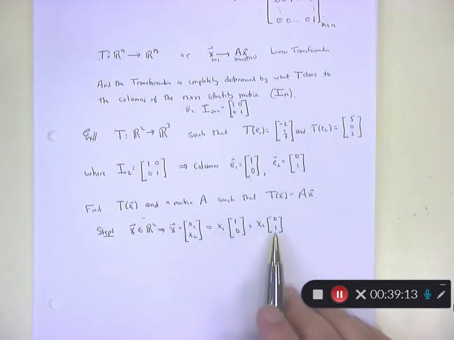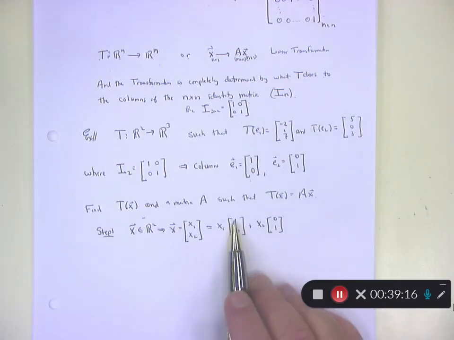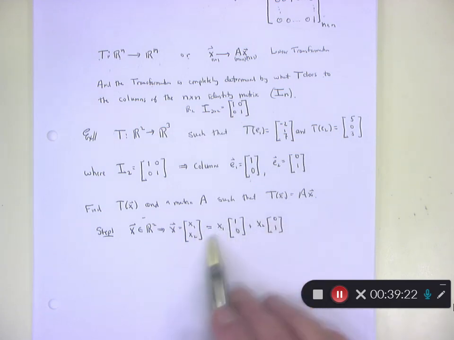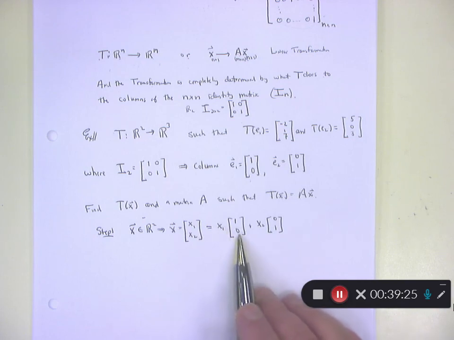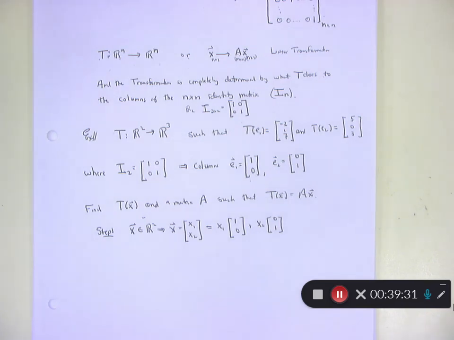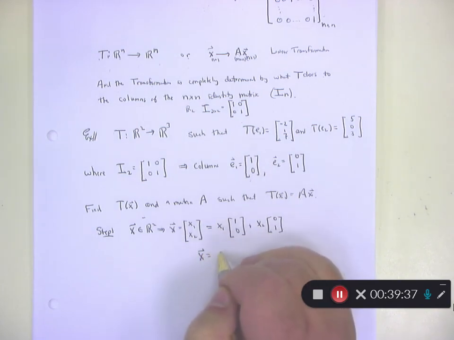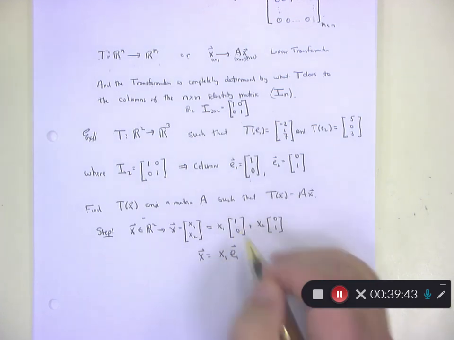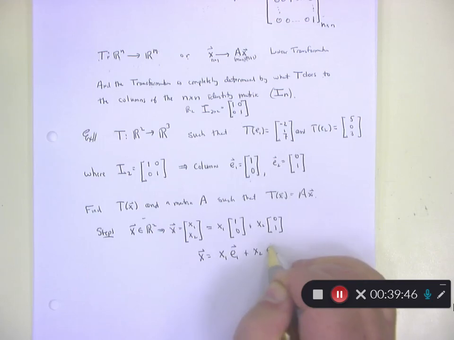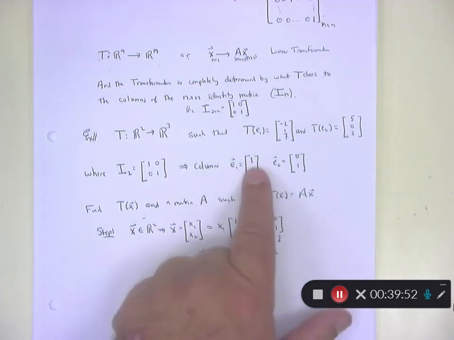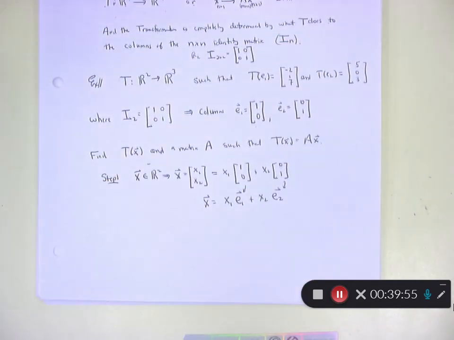Agreed? How do you add vectors? Well, x1 is going to be a scalar times 1 plus x2 scalar times 0. So that's just going to give you x1. And then the second component is going to be x1 times 0, which is 0, plus x2 times 1, which is x2. Okay? So what this x vector really is, is x1 times the vector e1 plus x2 times the vector e2. This is e1, this is e2, as we defined it up here.